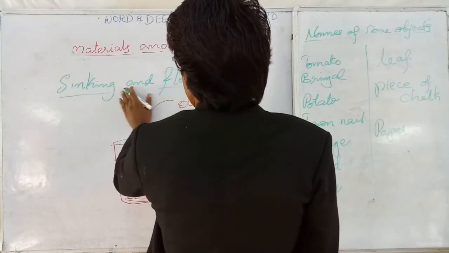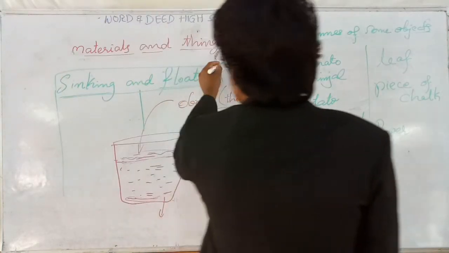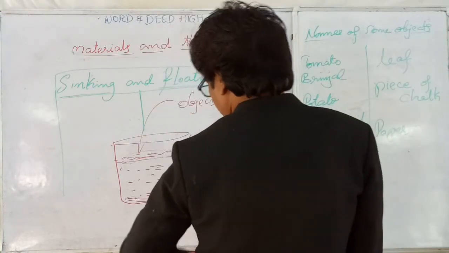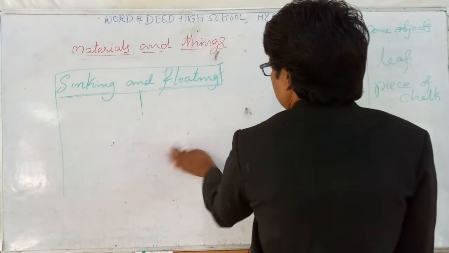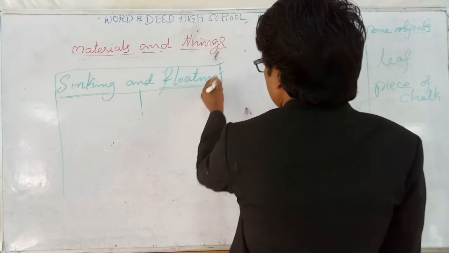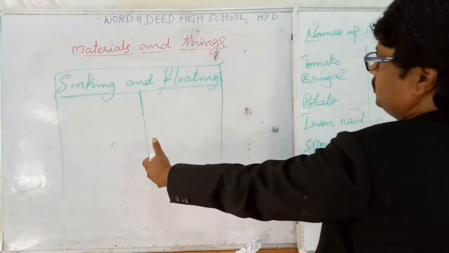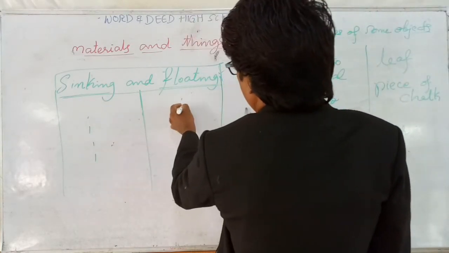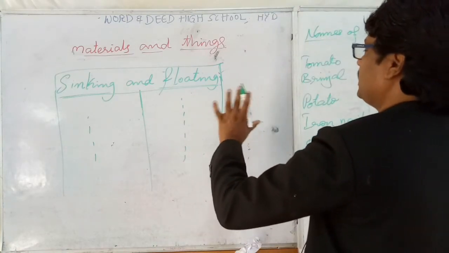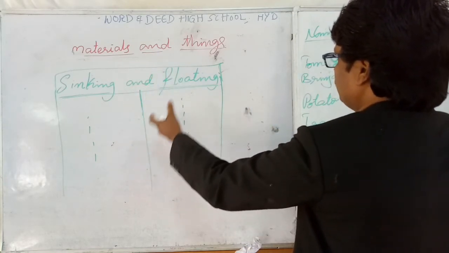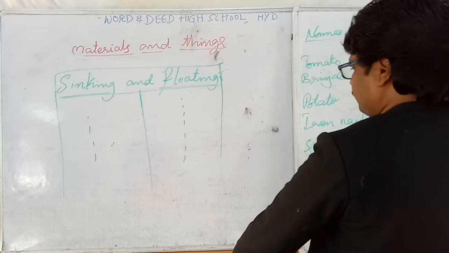Students, after doing this activity, you have to draw a table like this, sinking and floating. Draw it like this, and classify all of these objects in the table, sinking objects here and floating objects here. Do it at home, on your own. What are the sinking objects and what are the floating objects? This is an activity that you have to do on your own, students.